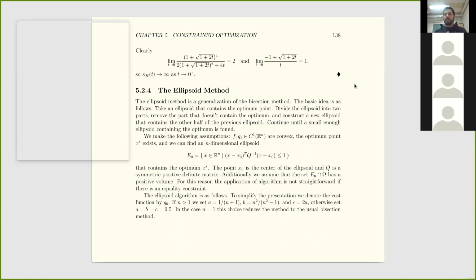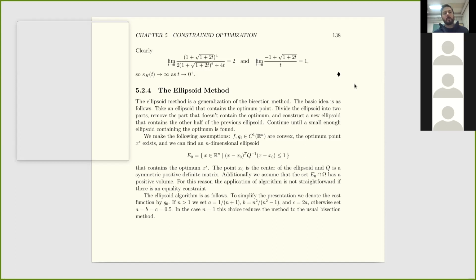And then if it's not diagonal, then it involves some rotation, so it need not be on the axis, right? So we can think of this as any ellipsoid that contains the optimum. X0 is the center of that ellipsoid. So the original ellipsoid needs to contain at least positive volume with respect to the feasible region.